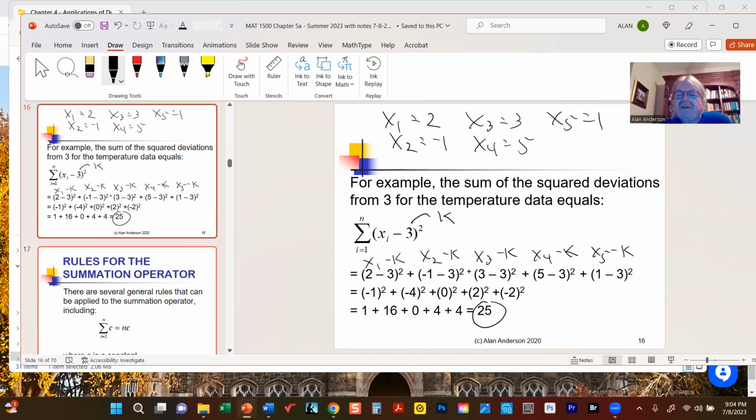All right. So that's really just the tip of the iceberg for all the things we can do with the summation operator. But these are some of the more important ones. Now, it turns out that there are several important algebraic properties of the summation operator that we need to know.